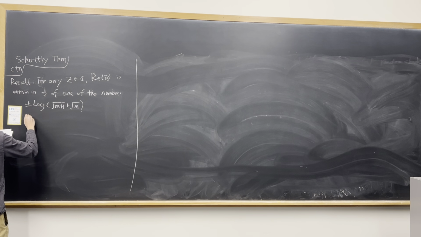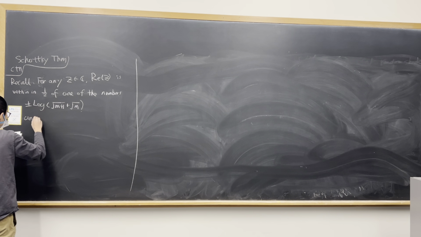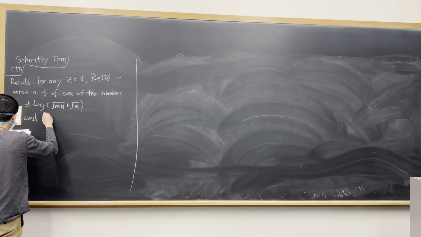Okay, and then we know that the imaginary part of this v is within square root of 3 over 2 of one of the numbers, m pi over 2.